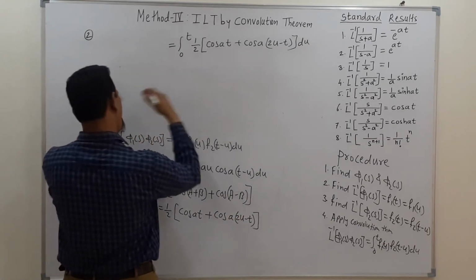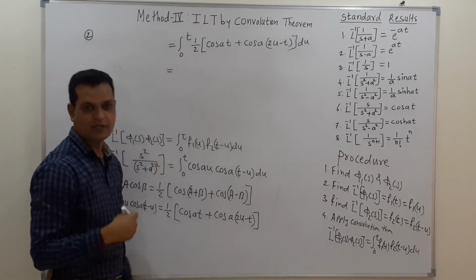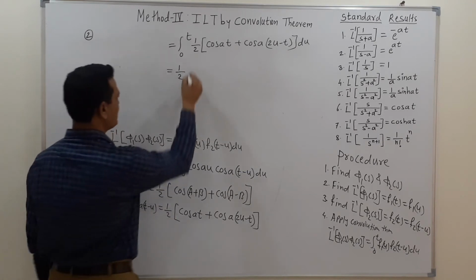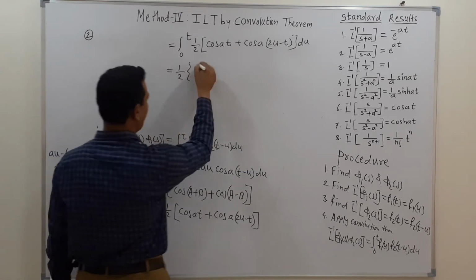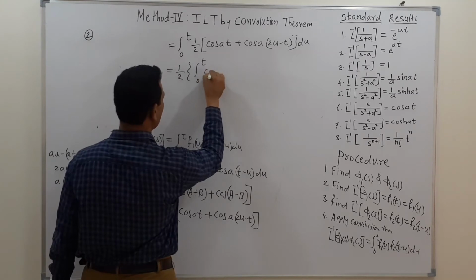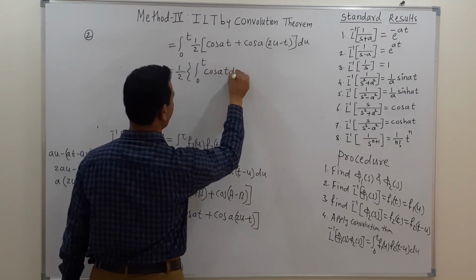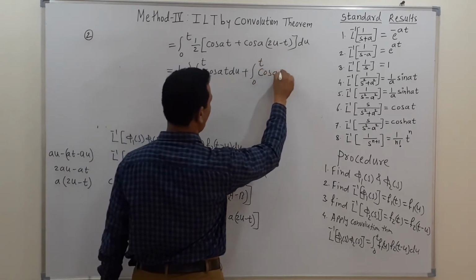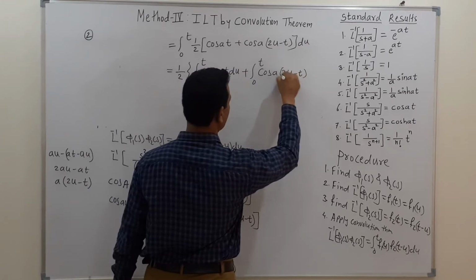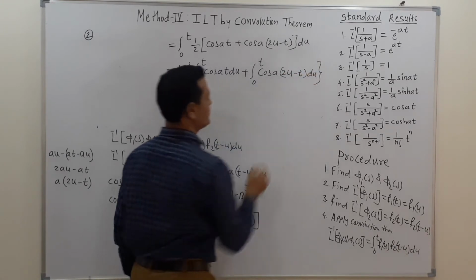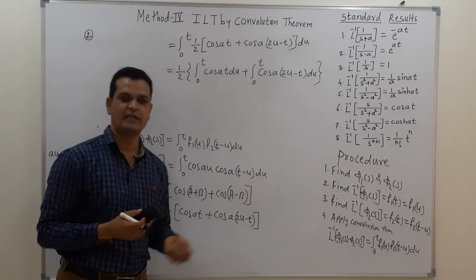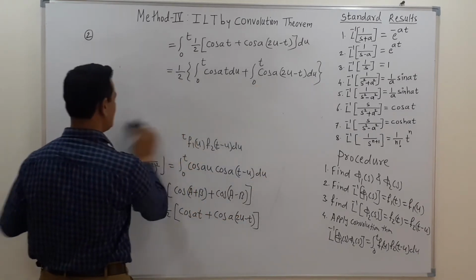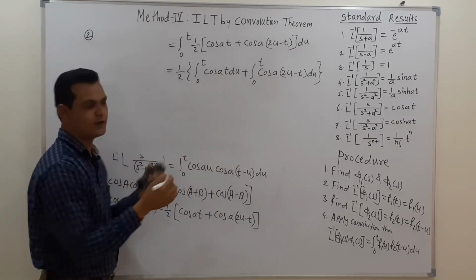Now friends, according to the properties of integration, we can write this as 1 upon 2, which is common, and in curly brackets the first integration is integration 0 to t of cos of at du, plus integration 0 to t of cos of a times (2u minus t) du. Because of the properties of integration, we write this in two parts. Next, find out the integration.